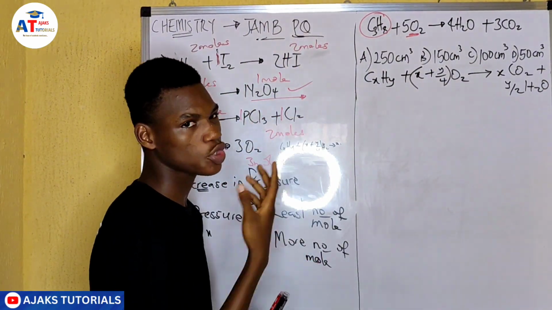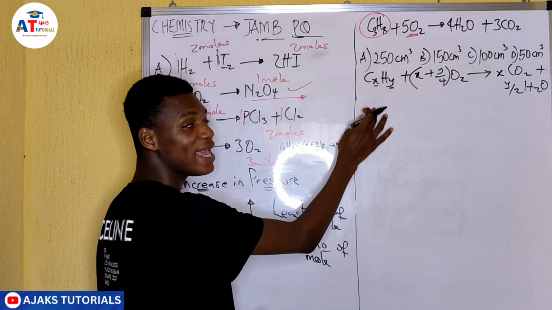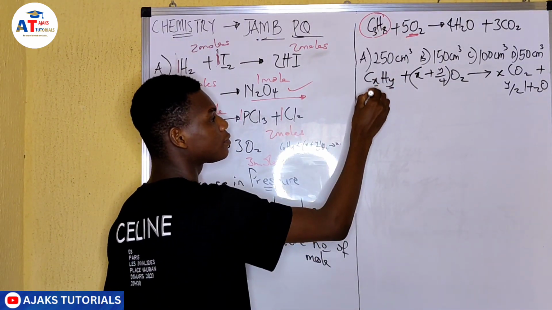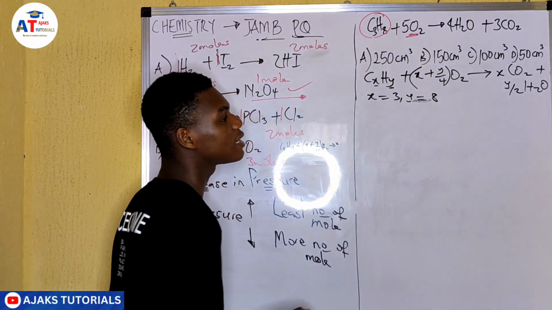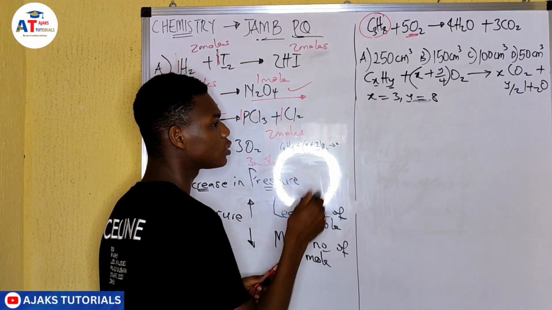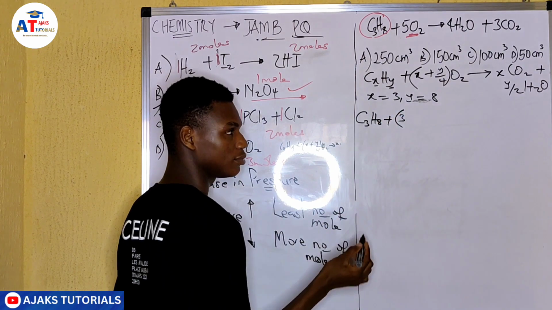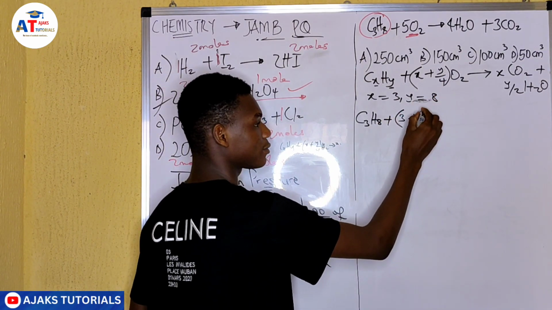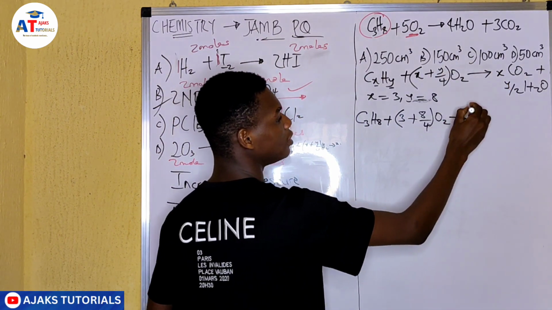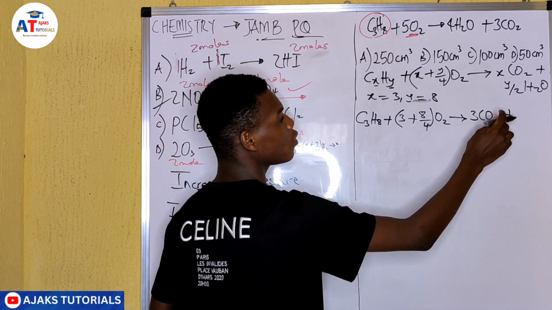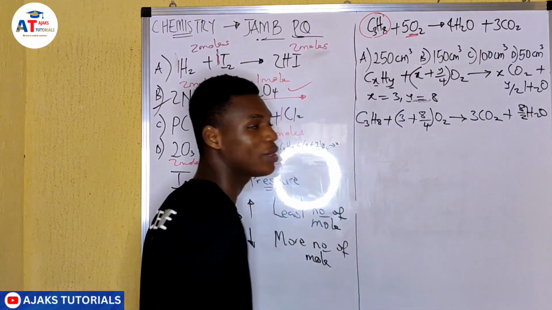Yes, this is the equation for the combustion of every hydrocarbon. But before we start this question, let me show you that it's actually very, very correct. In this case, what is my x? What is my y? Now, CxHy: x is 3 and y is 8. Very, very simple. Now let's substitute. C3H8 plus (3 plus 8 over 4) O2 to give 3CO2 plus 8 over 2 H2O. Do you get it? Now let's complete it.